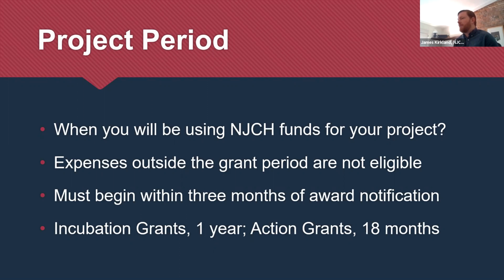Projects must begin within 3 months of award notification. So we'll be announcing our decisions by the end of June. We'll be making award notifications for this round by June 25th, 2021. And you'll need to start within 3 months. So you can't say, well, we want to start this project in January of 2022. If that's your intention, then you should just wait until the next round.